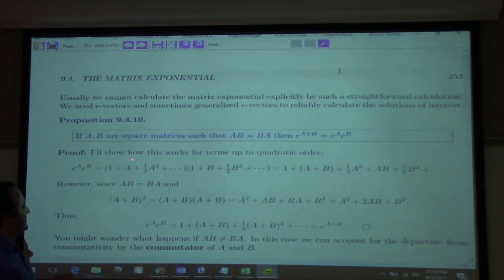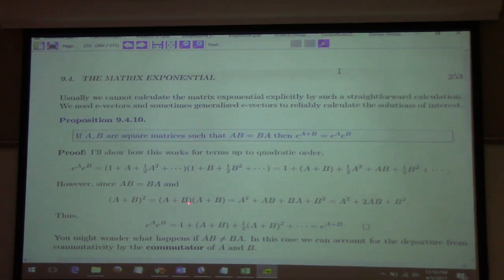Linear terms, you've got 1 times A, B times 1, so A plus B. Quadratic terms, you've got 1/2 A squared times 1, and 1 times 1/2 B squared. You've also got A times B. Yeah, that's it. Those are the only quadratic terms in the product of these two series. So that's it up to quadratic order in A and B. On the flip side, you can square A plus B.